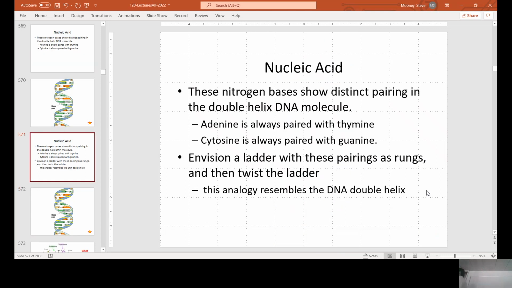So if we take a ladder, envision DNA as a ladder, where the sides of that ladder are the repeating unit: phosphorus, sugar, phosphorus, sugar, phosphorus, sugar. That blue-yellow repeating pattern on the side. And then we have that right angle coming off the sugar, where the nitrogenous bases pair up in the middle to form the rungs on that ladder.